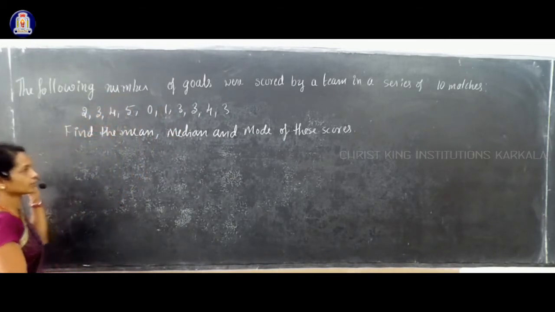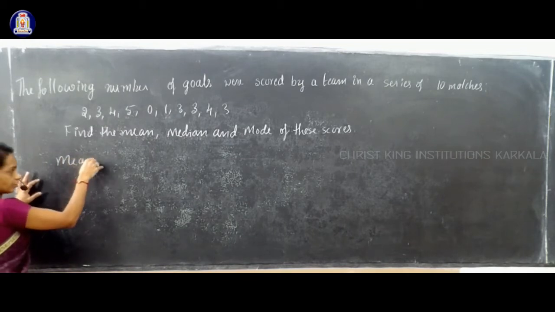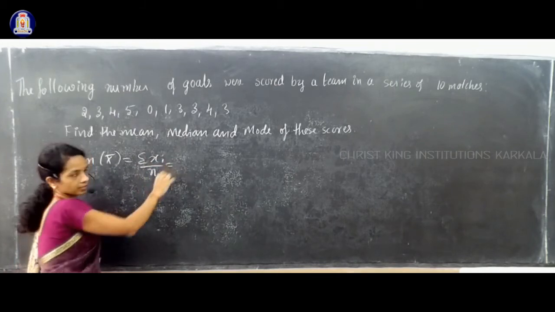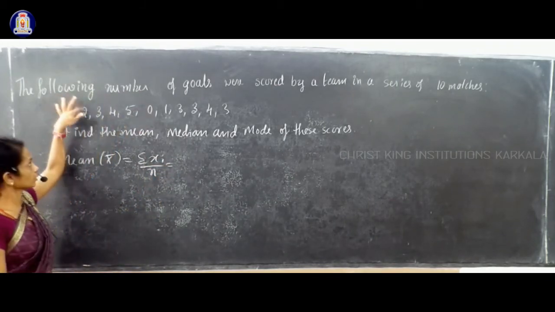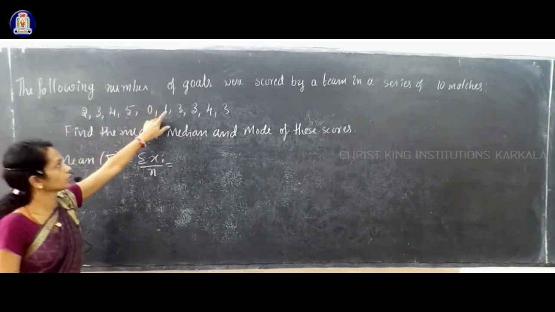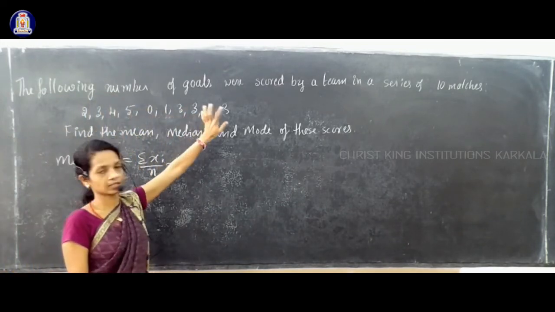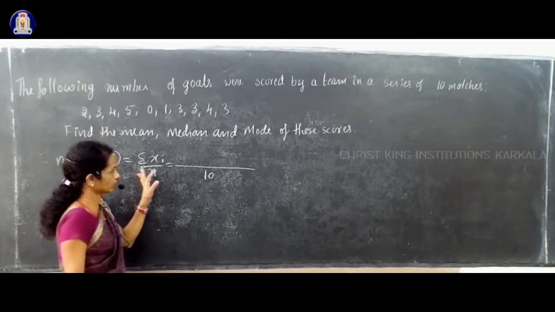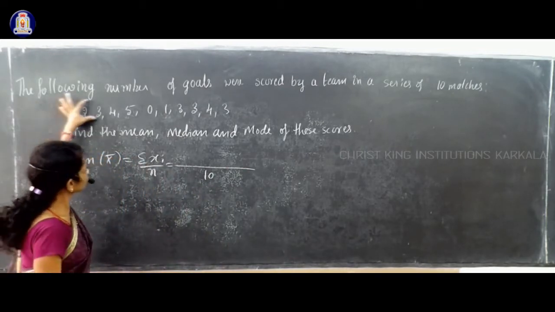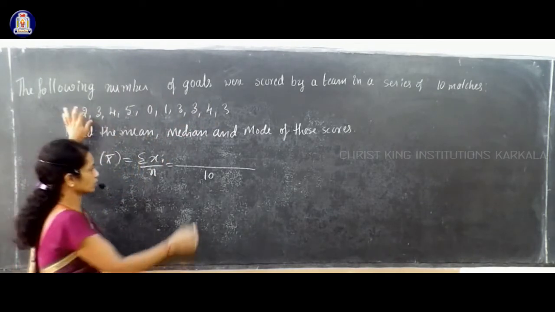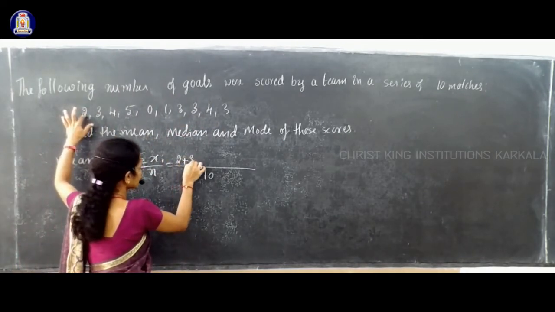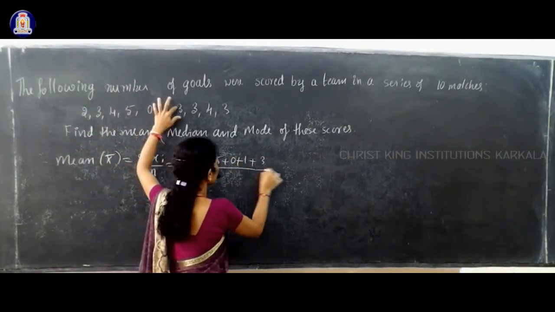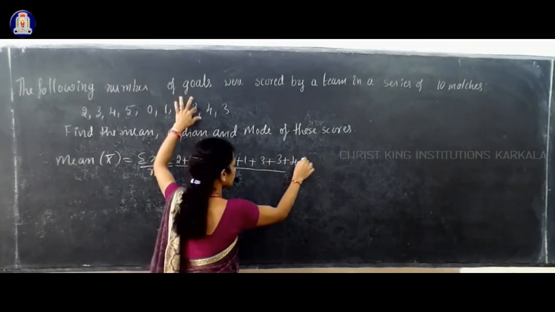So for ungrouped data you have a formula to find the mean, that is sigma xi divided by n. Sigma xi means what? These are xi values: x1, x2, x3, x4, x5, x6, x7, x8, x9, x10. There are 10 observations you are given, so the number of observations n is equal to 10. And sigma xi means you have to take the sum of these observations: 2 plus 3 plus 4 plus 5 plus 0 plus 1 plus 3 plus 3 plus 4 plus 3.